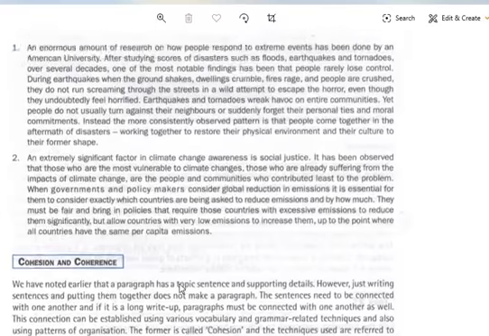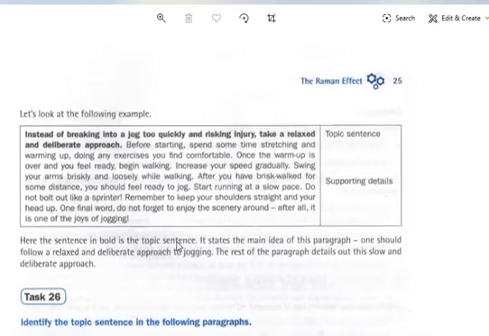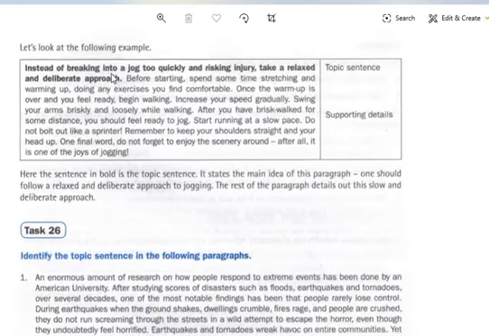Now, what do you mean by cohesion? I'll let you know, don't worry. Cohesion is, see, let's read this paragraph. Before starting, spend some time stretching and warming up, doing any exercises you find comfortable. Once the warm-up is done. See what's happening in this paragraph. I'm just writing following the order, but I'm also trying to throw my ideas continuously. This paragraph is not an abrupt stop. My ideas are free here. They are flowing. How are they flowing?